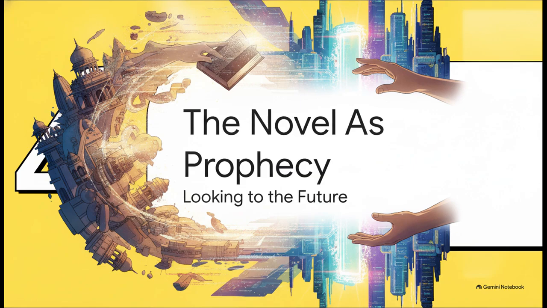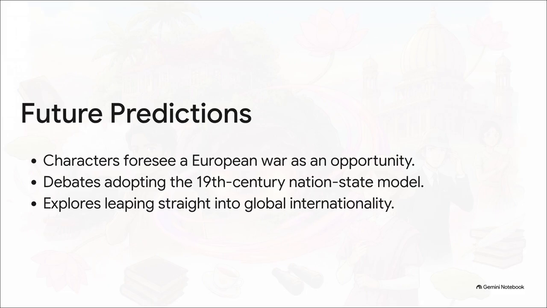Finally, Part 4, the novel as prophecy. Let's zoom all the way out to the macro scale. The novel actually anticipates some massive geopolitical shifts. Characters explicitly predict the next European war, what would obviously become World War II, where England's difficulties might just become India's opportunity. But even more fascinating is how the novel explores the concept of the nation-state itself.